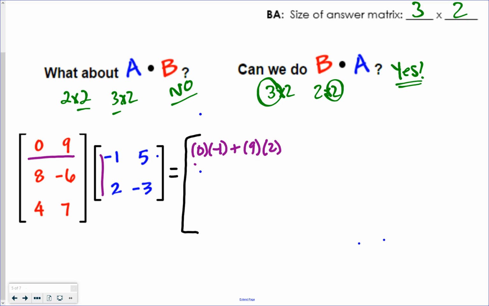Row with the column. That's why they have to match numbers. So they have to match piece by piece. Okay? Now what if I did that same row, but I moved over and did my next column? So I'm staying with 0, 9, but what if I do 5, negative 3 now? What comes first? 0 still, but now the first one is 5. Then my second one is 9, match it up with negative 3.